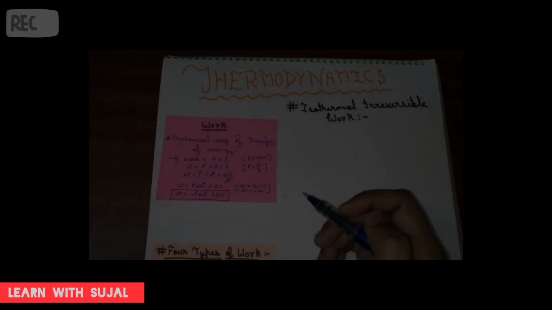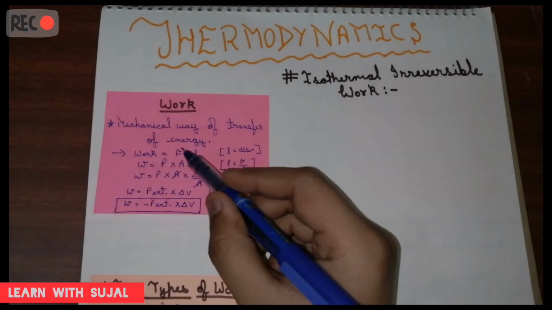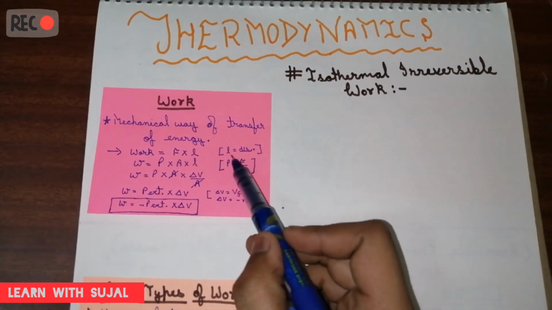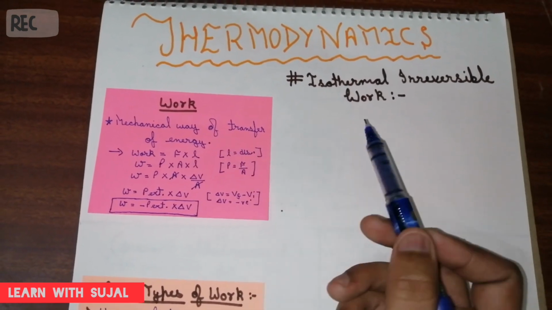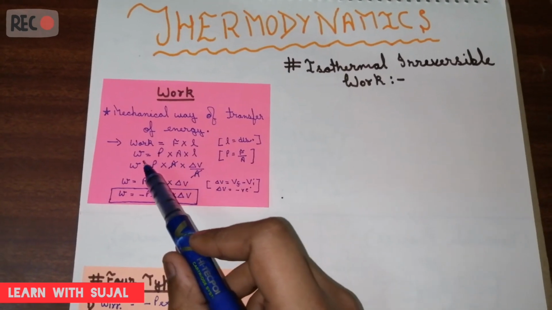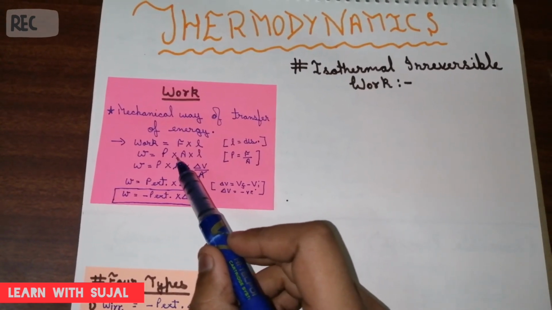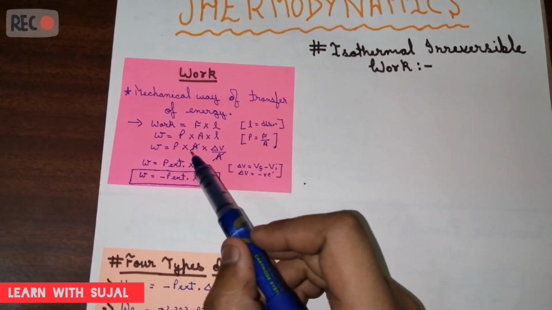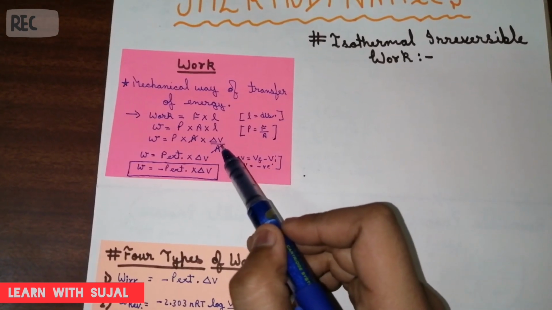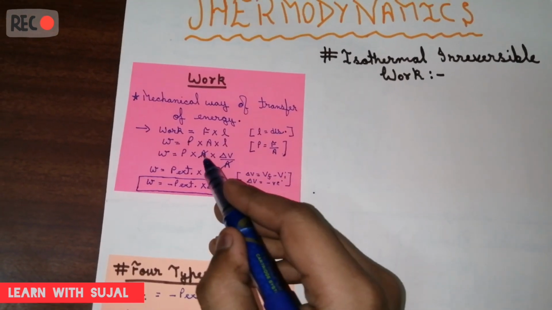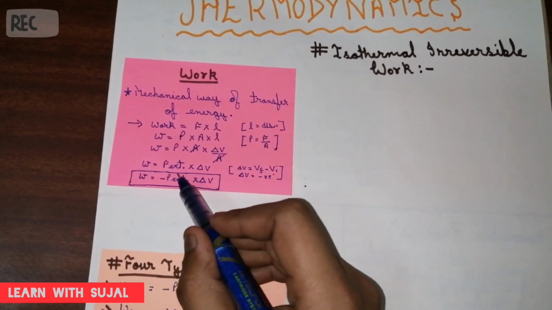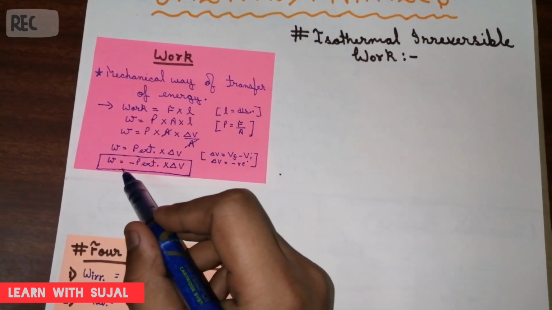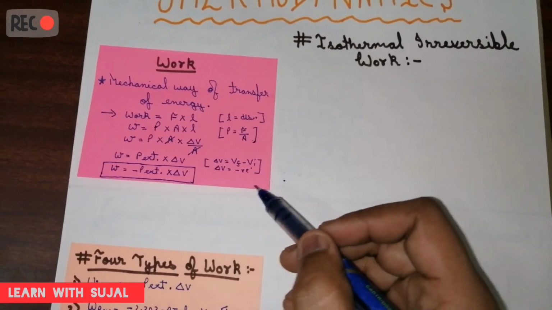Hello students, let's talk about work. Work is the mechanical way of transfer of energy. Work is equal to force into length. In the formal way, length is equal to displacement, but in this case we took the length. Work is equal to pressure into area into length. And work is equal to force into area into delta V upon area. So area cancels area, and work is equal to pressure external into delta V. From this equation, work is equal to minus pressure external into delta V.